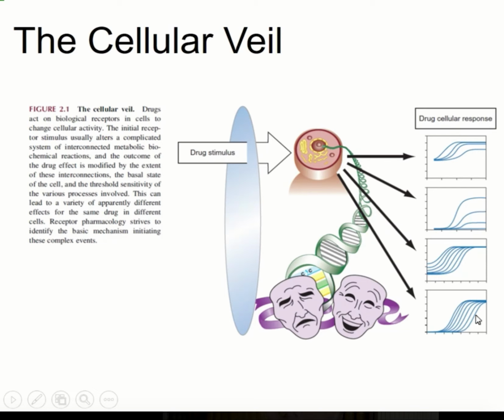All the way on the right, we see 4 different sets of graphs. Presumably each line on the graph represents a different drug, and each graph represents a different cell system. And so we see that the drugs behave very, very differently in each system.